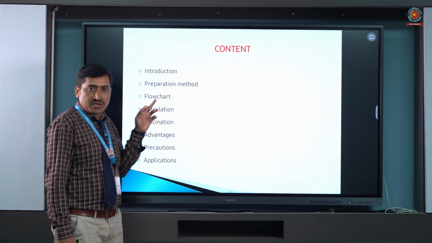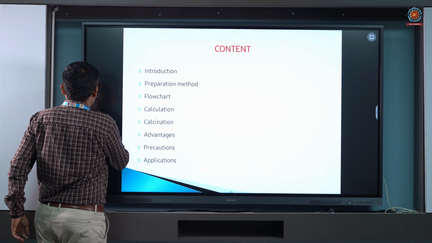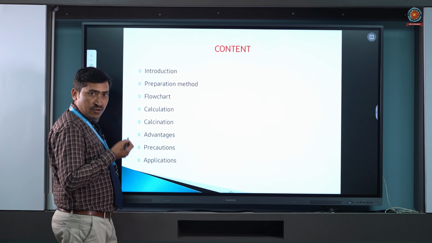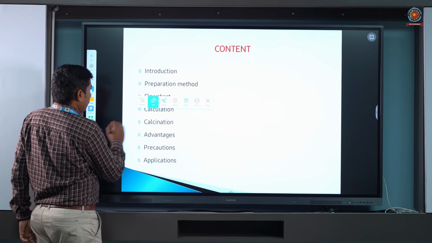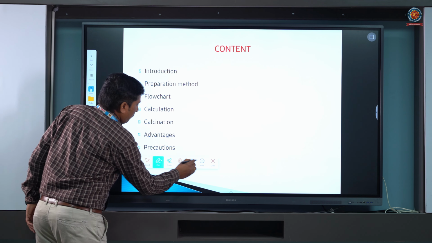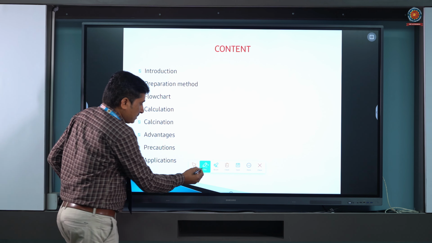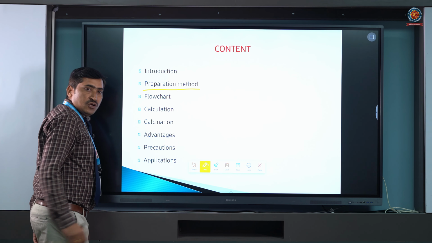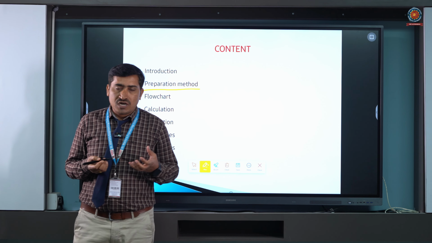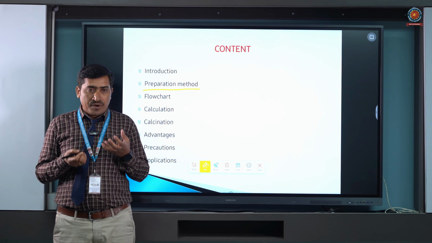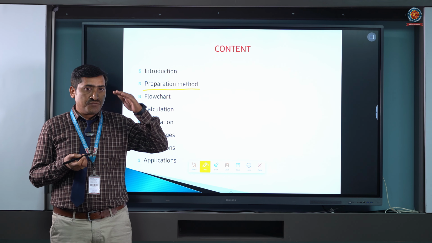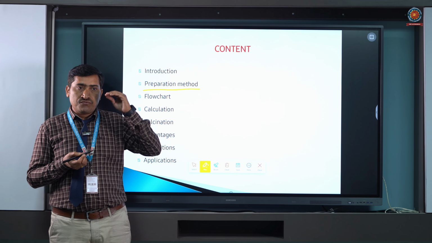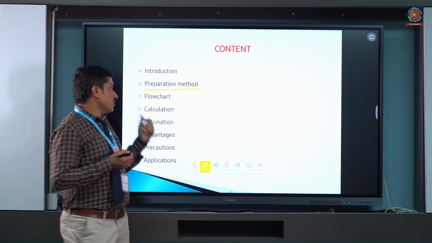Next, the preparation method. We have different preparation techniques: how to prepare our sample at nano level. Next, the flow chart. Flow chart means how to prepare our materials at nano level. We have different stages of our material, starting from the beginning to the end of the synthesis. We follow a procedure that is called the flow chart of the synthesis.